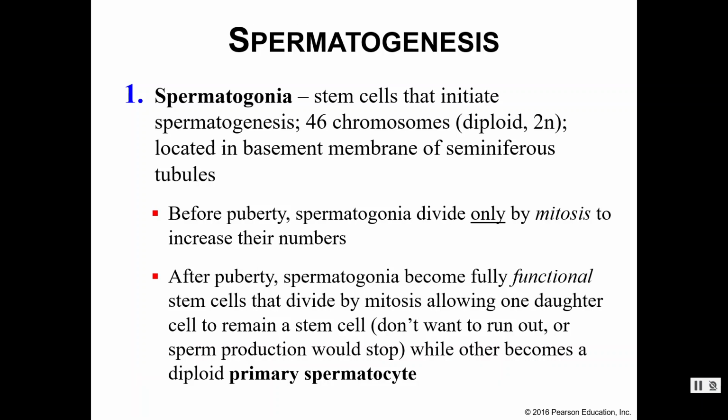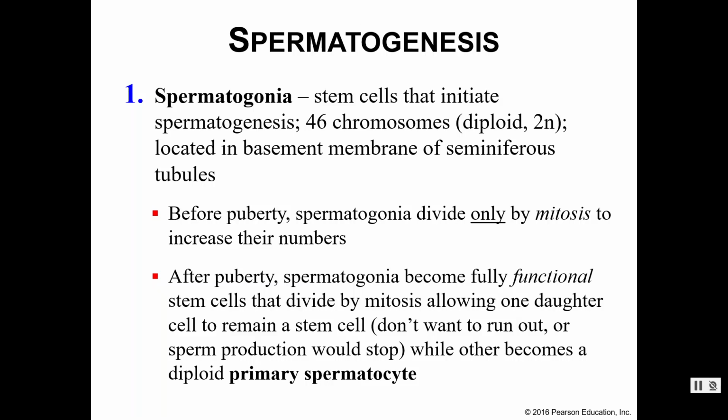So spermatogenesis, there's a few steps. Step number 1, we are going to start with a spermatogonium or multiple spermatogonia. These are stem cells. This is what initiates spermatogenesis, and this is going to blow your minds. They are diploid cells. They have 2 full sets of chromosomes. They've got 46 chromosomes. I know. I've already lost you, but stick with me.